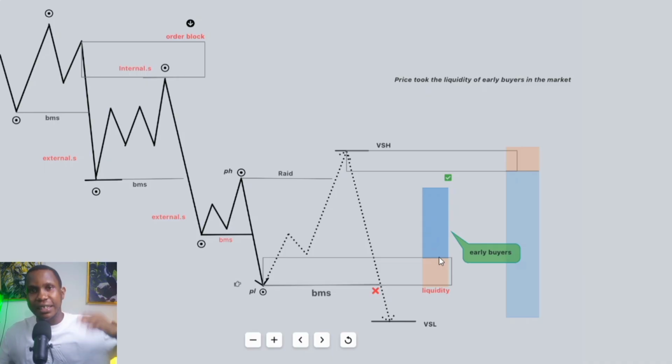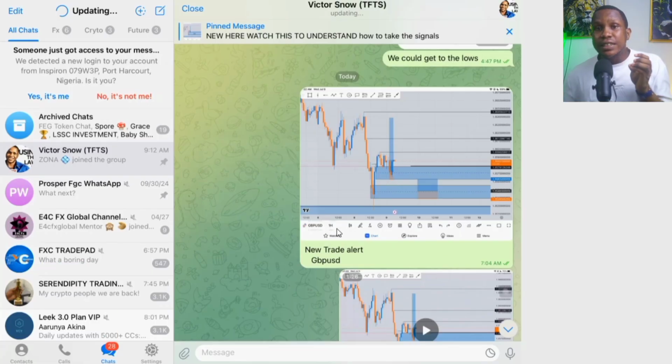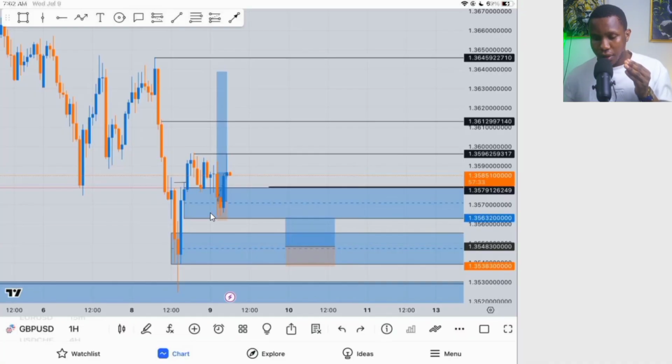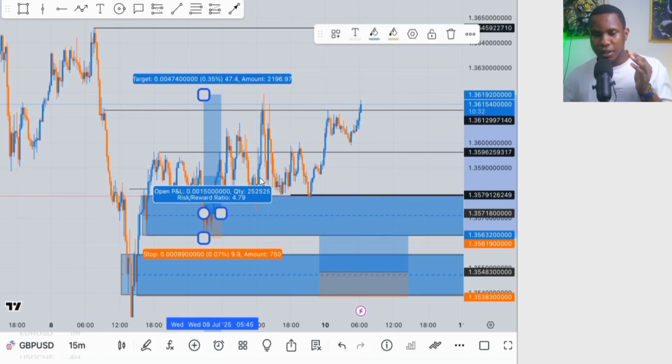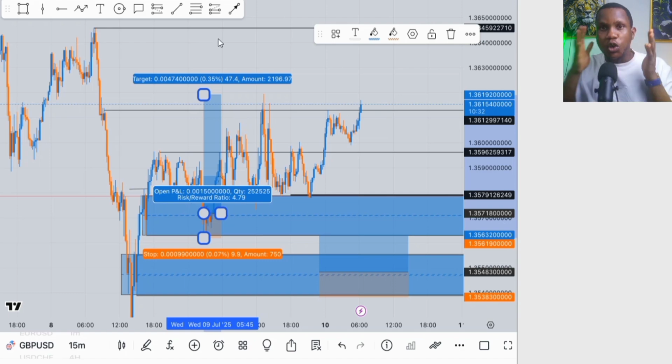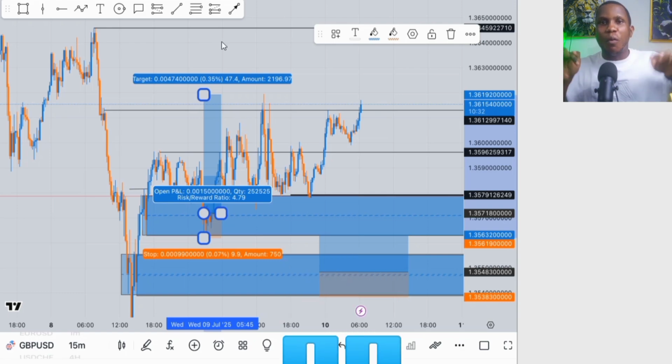buyers in the market. Look at this GBP/USD trade I sent out to my Telegram community while I was making this video. Can you see how we raided this low before making this market structure shift? And can you see how this particular order block here moved? Currently it is running a 1:4 risk to reward ratio. So are you currently using this? Let me know at the comment section.